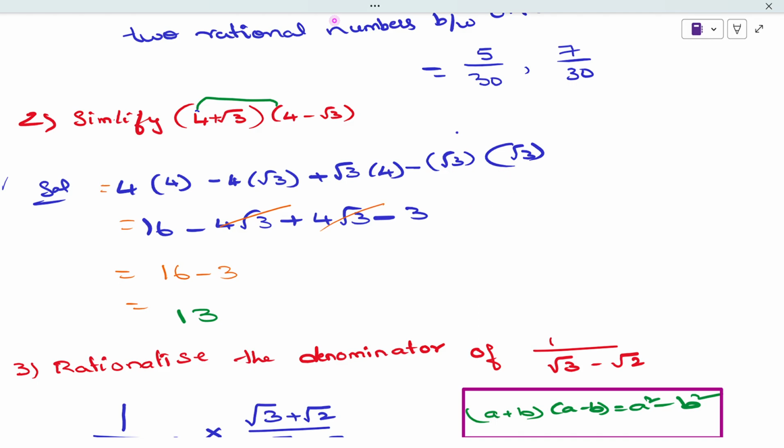Now minus 4 root 3 and plus 4 root 3 make 0. So we take these two as 0. Minus 4 root 3 plus 4 root 3, we subtract and get 0. So what is left here? 16 and minus 3. So 16 minus 3 is 13, which is the answer. Next we will go for the next problem.